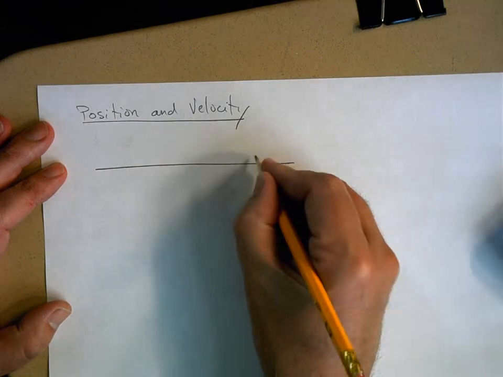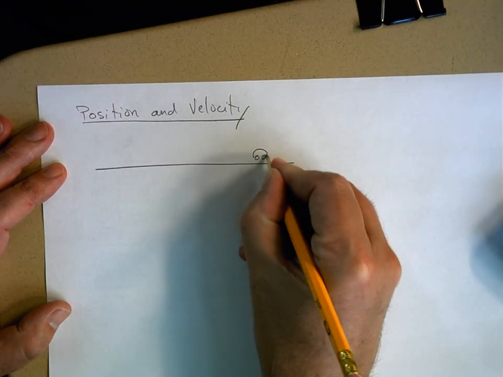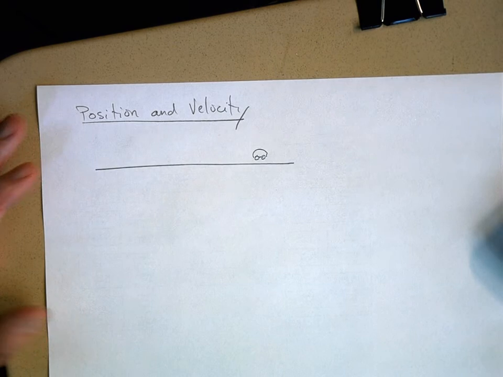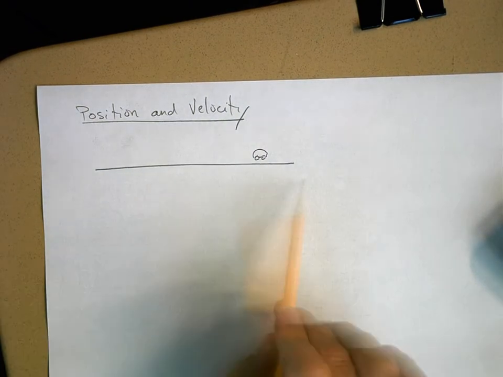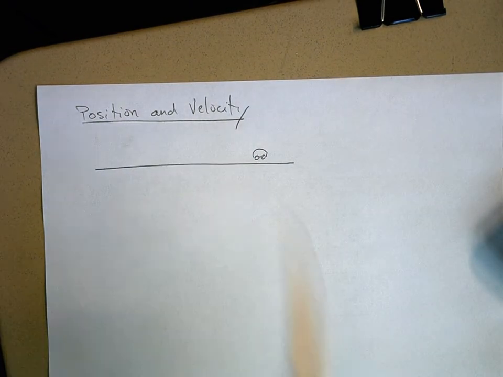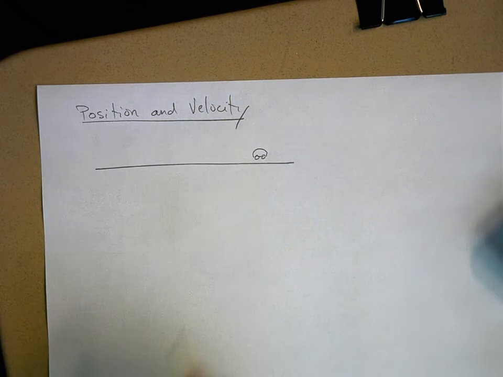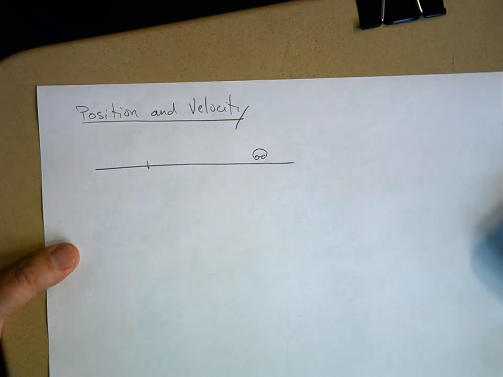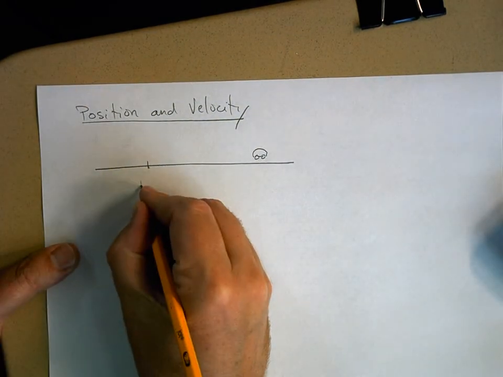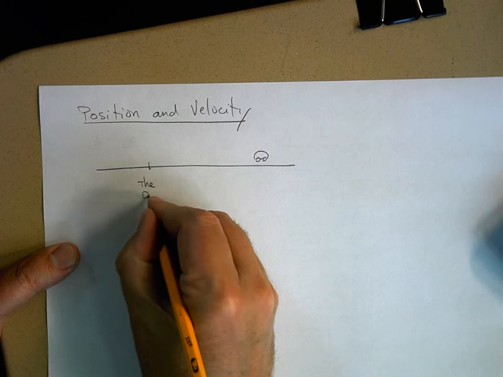So here's a straight line, and maybe here's my little toy car. If I want to describe where this thing is on the line, I have to have a place where we all agree we know where it is. What do we call that location in space where we all agree we know where it is on a straight line like this? Anybody know what we call it? We call it the origin.